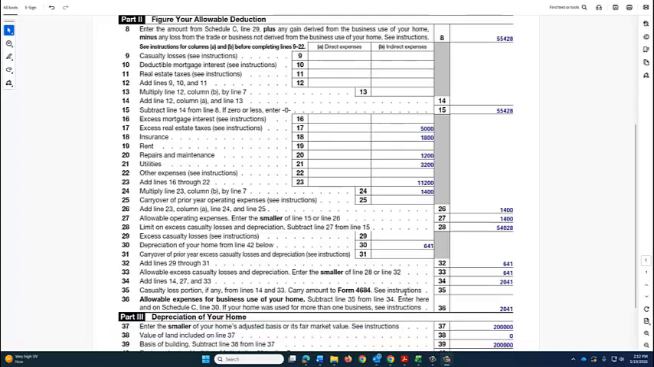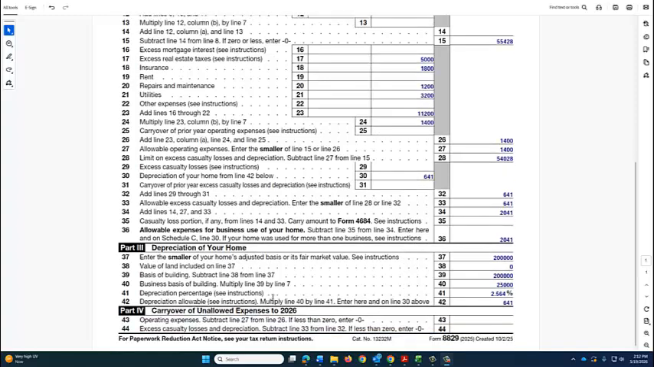On line 30, we're going to enter the depreciation, but first we need to calculate that depreciation. And we're going to do that down here in part 3. So on line 37, enter the smaller of your home's adjusted basis, which we were told in the instructions was $200,000, or its fair market value, which was $250,000. So we're going to enter the basis. It's the smaller of the two figures, $200,000. There is no land included. It did not give us the value of the land. Remember, you can't depreciate land. So the basis of her home is the $200,000.